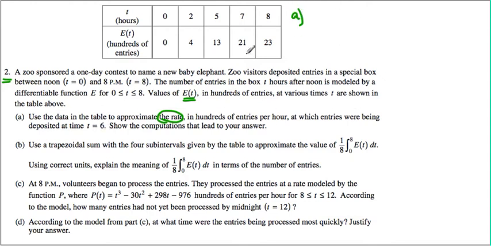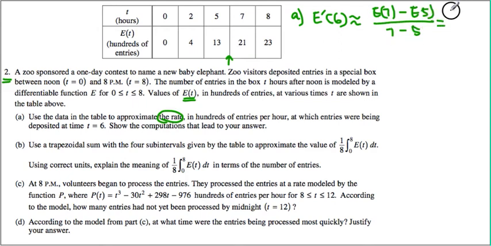When t equals 6, it has to be between these two. So what we like to do is this. E prime of 6 can be approximated by, just like using the mean value theorem, E of 7 minus E of 5 over 7 minus 5. Basically this becomes 21 minus 13 over 2. The numerator becomes 8, so we end up getting 4.